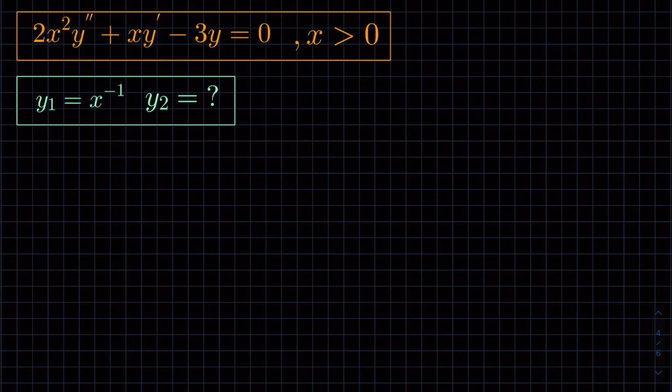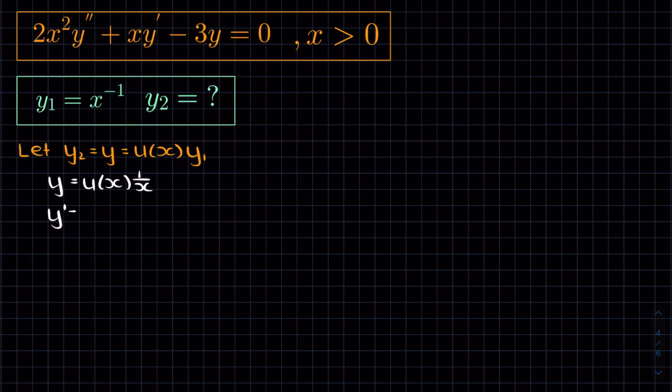Here we have a second-order linear homogeneous ODE with variable coefficients, as well as one solution, y1 equals 1 over x. So we can use the reduction of order technique. The first thing we're going to do is set the solution that we want to find, y2, equal to y, just so we don't have to keep writing y1 and y2 all the time, which is then going to be equal to some function u of x times y1. So we get y equals u of x times 1 over x.